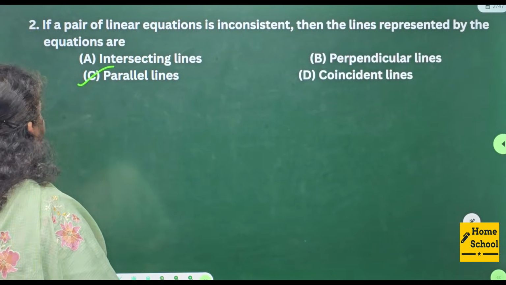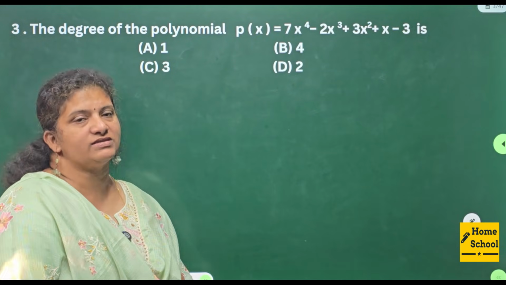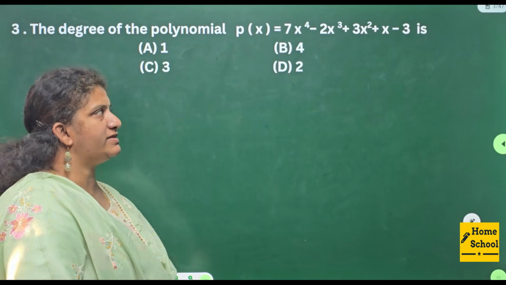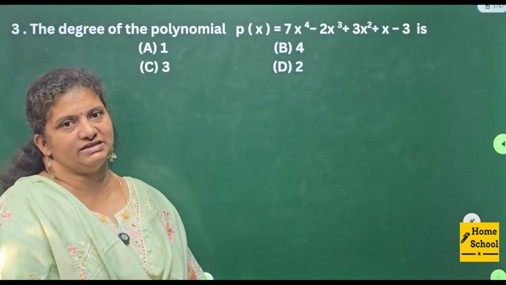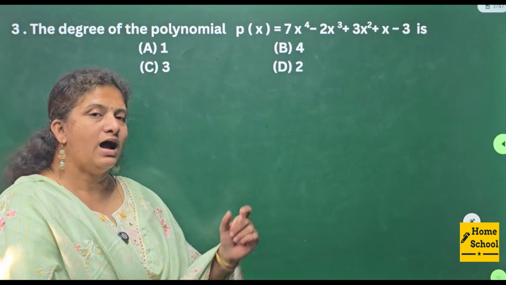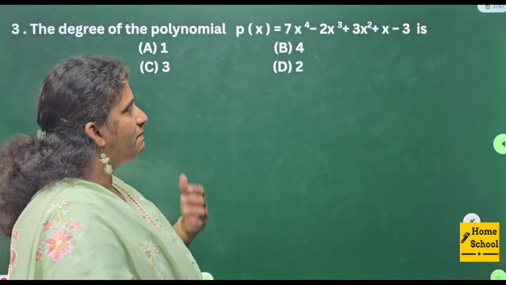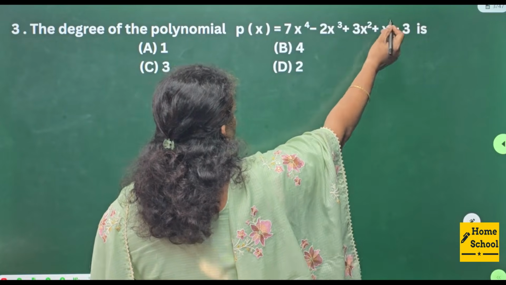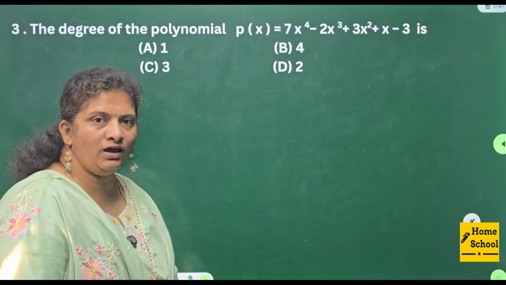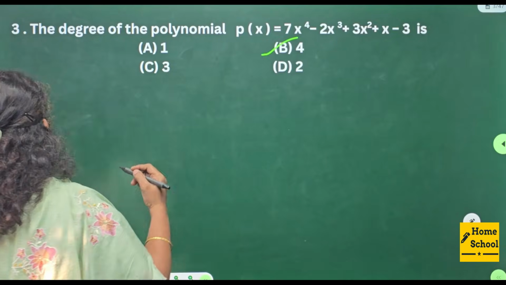The lines are parallel. Third one, the degree of the polynomial p of x is equal to 7x power 4 minus 2x cube plus 3x square plus x minus 3. What is the degree in a given polynomial? Highest power. Observe the highest power. What is the highest power? 4, 3, 2, 1. Highest power is 4. Therefore, that is the degree of the polynomial. So, option B, 4 is your answer.